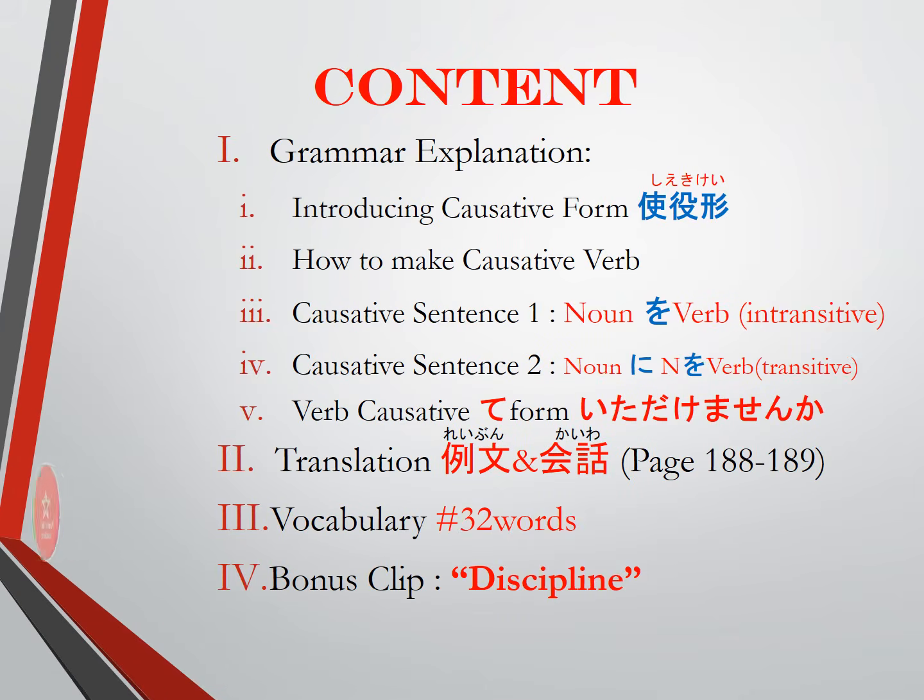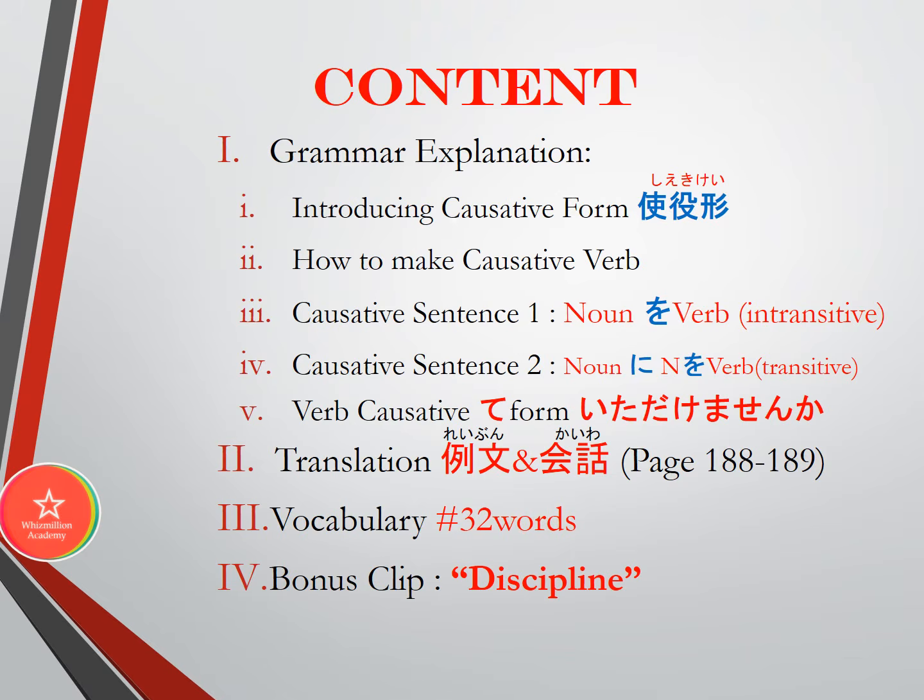The grammar for this lesson begins with understanding shieki kei, followed by how to convert a plain verb form into causative verb form. There are 2 types of causative sentence, one that uses o and the other one using ni as the particle after the noun. We'll learn in detail how it works, okay?